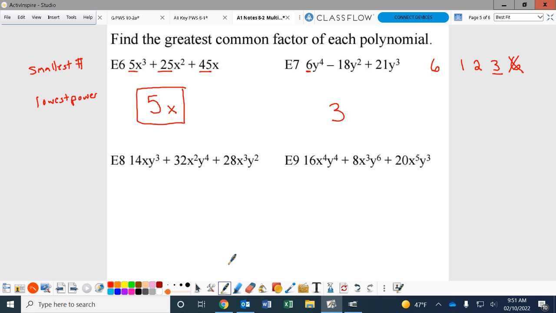Then we need to look at variables. Do they have a variable that's in common? Yes. What is it? Y. And what is the lowest power on any of the y's? 2. That's your GCF.